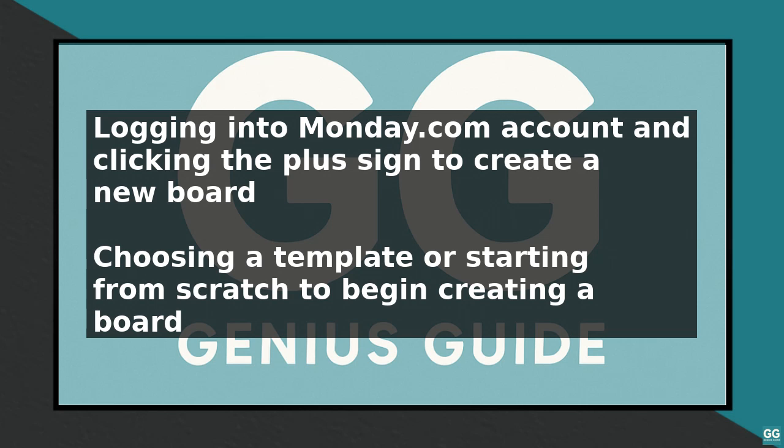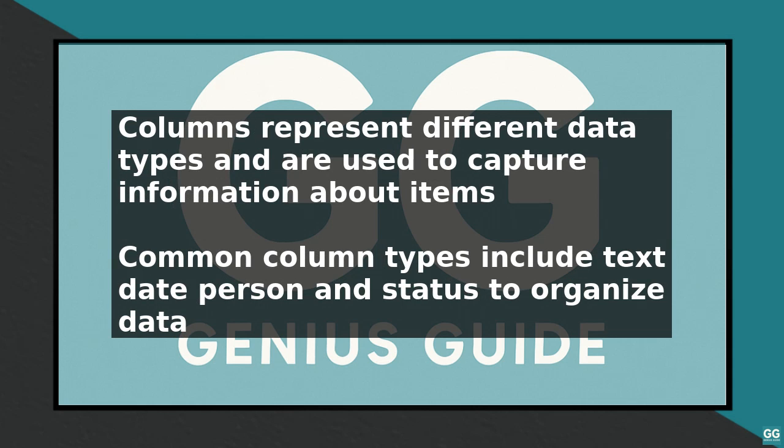If you choose to start from scratch, you will be presented with a blank board where you can add columns and items. Columns are the backbone of any board on Monday.com. They represent different data types and are used to capture information about each item on the board. Common column types include text, date, person, and status.